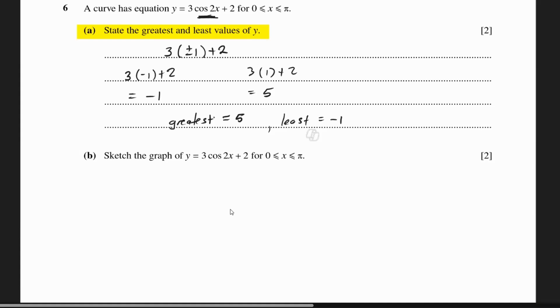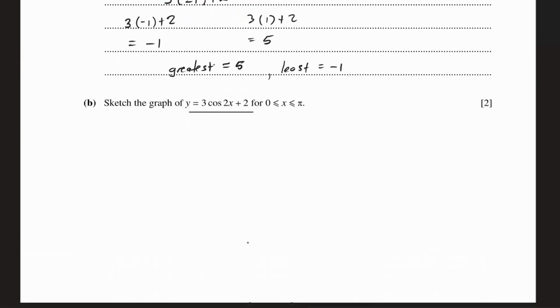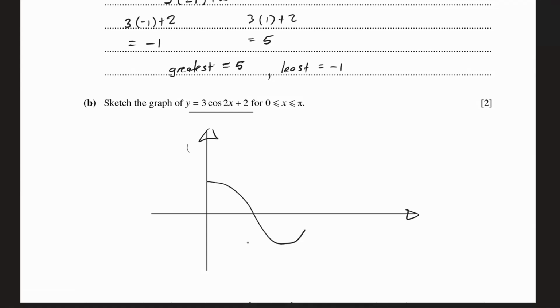Then part B says we should sketch the graph of y equals 3 cosine of 2x plus 2. I'll have the vertical axis and the horizontal axis. We know that the normal cosine graph looks more like this, so it goes all the way up to 2 pi. That's the cosine graph, y equals cosine of x.